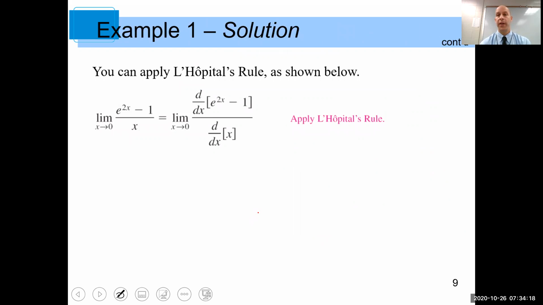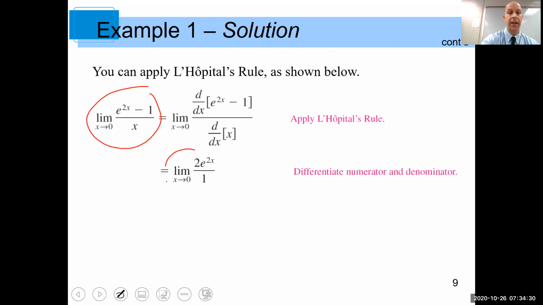Now we can apply L'Hopital's rule, since we know we have 0 over 0. So we're going to do the derivative of the numerator and the derivative of the denominator. So that means that this limit is equivalent to this limit according to L'Hopital's rule. And of course, now we can just do that substitution to get the 2. So here I kind of spelled out the work a little bit more clearly.